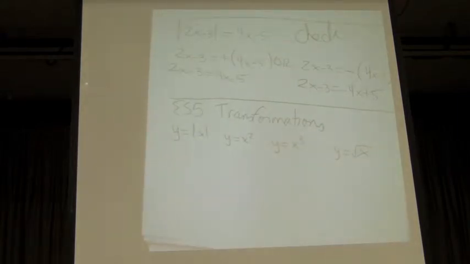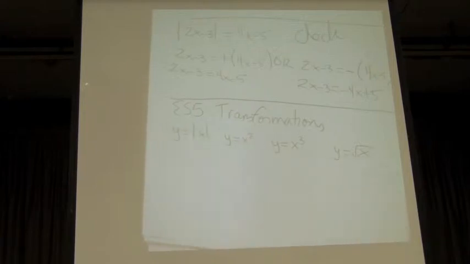These are the 4 functions that we do transformations with. Y equals the absolute value of x goes right into essential standard number 4, absolute value. Y equals x squared goes right into essential standard number 6, quadratics. Y equals the square root of x goes right into essential standard number 7, radicals. And y equals x cubed goes right into standard number 8, solving cubic equations. That's why you have 4 types.